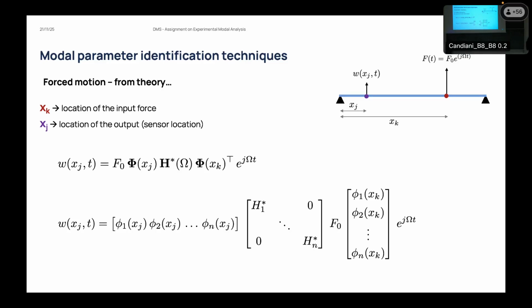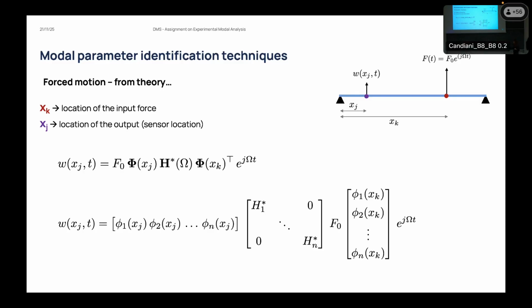This chain must be very clear in your mind, because this is the way you should understand why, by knowing the input, so the force I'm applying, and the output, this is the way I can retrieve information about the modal parameters of the structure.